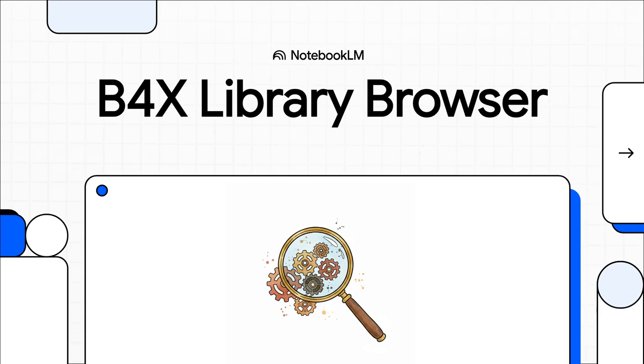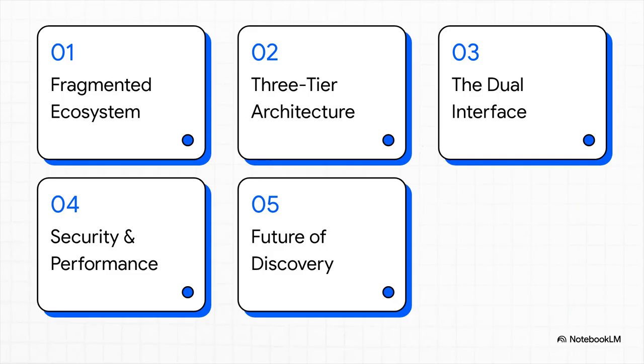Welcome to this explainer. Today, we're diving deep into the B4x IntelliSense library browser. If you've spent any time coding in B4a, B4j, or B4i, you already know there's this incredibly rich ecosystem of third-party libraries out there. But let's be real, actually finding and integrating them has always been a bit of a chore. Well, today we're looking at a specific VS Code extension feature that literally flips the script on that entire experience. Here's what we're looking at today.